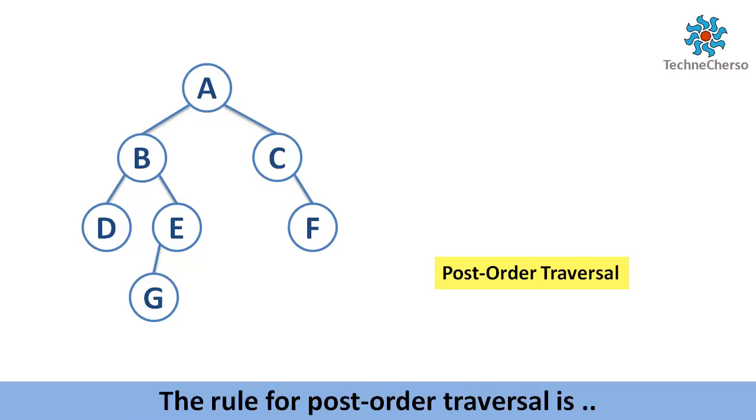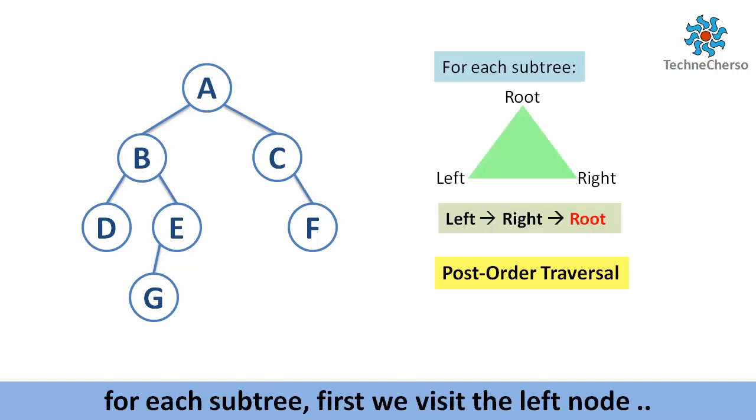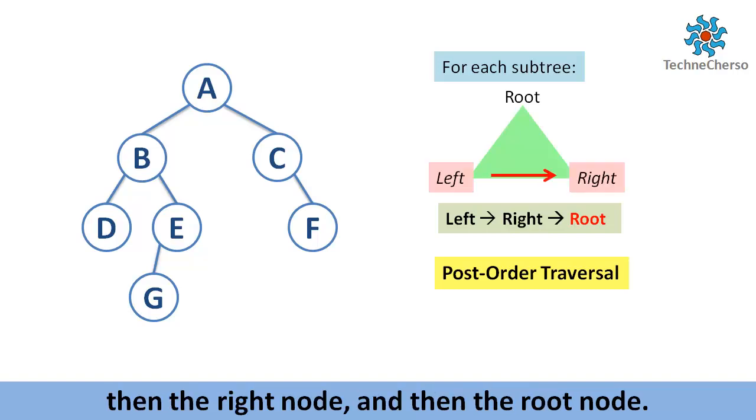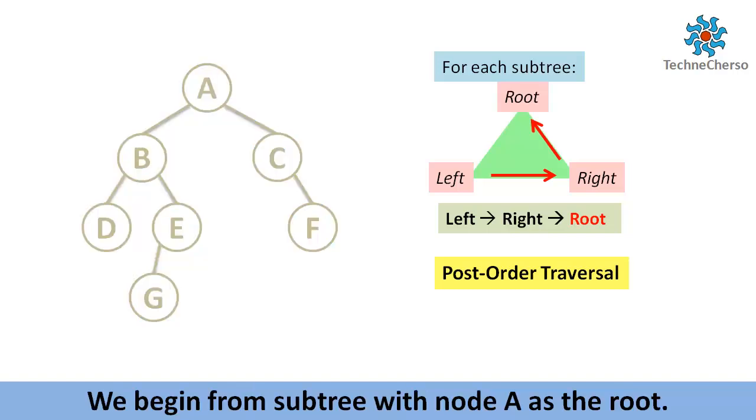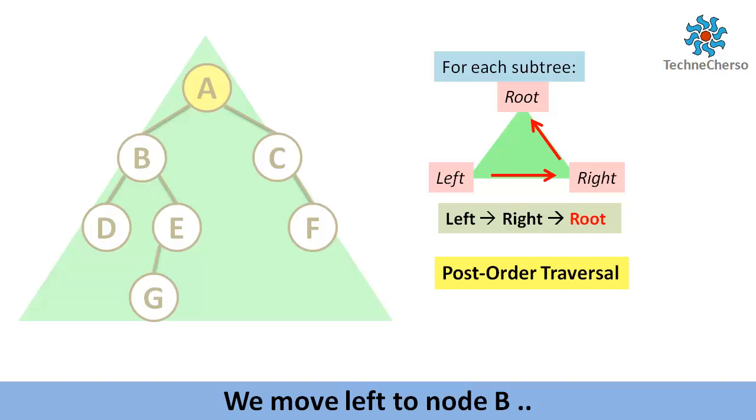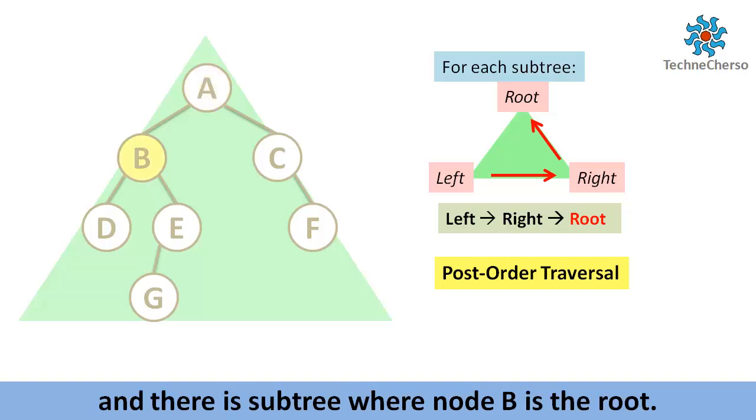The rule for post order traversal is, for each subtree, first we visit the left node, then the right node, and then the root node. We begin from subtree with node A as the root. We move left to node B, and there is subtree where node B is the root.